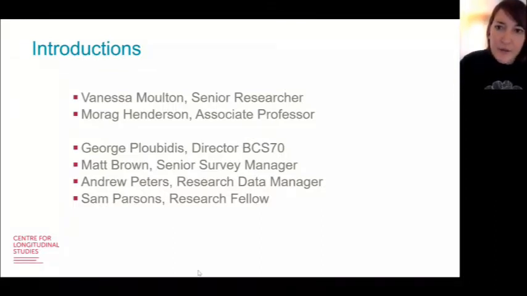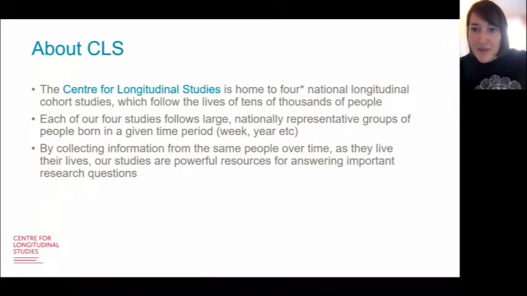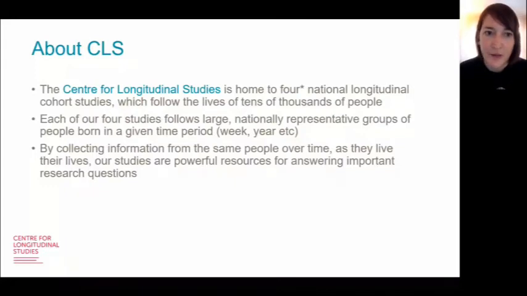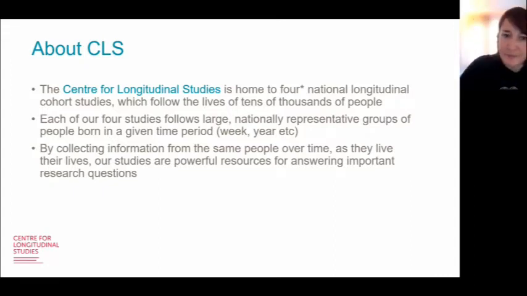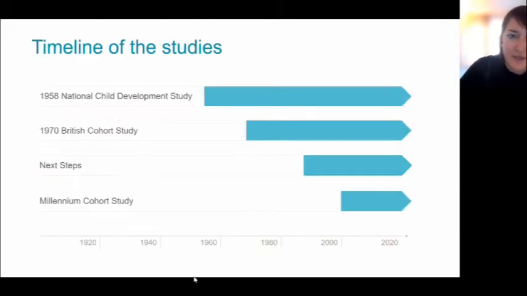So I'll move on now and just give you a brief overview of CLS and the other studies that we house here, and then I'll hand over to Vanessa to take you into a bit more detail about the British Cohort Study. The Centre for Longitudinal Studies is home to 4 national longitudinal cohort studies, which follow the lives of tens of thousands of people. Each of our cohort studies follows large nationally representative groups of people born in a given time period, whether that be a specific week or year, etc. By collecting information from the same people over time as they live their lives, our studies are a powerful resource for answering important research questions. And we'll give some examples of those later in the session.